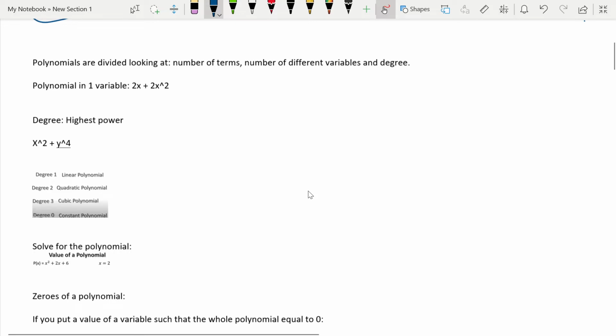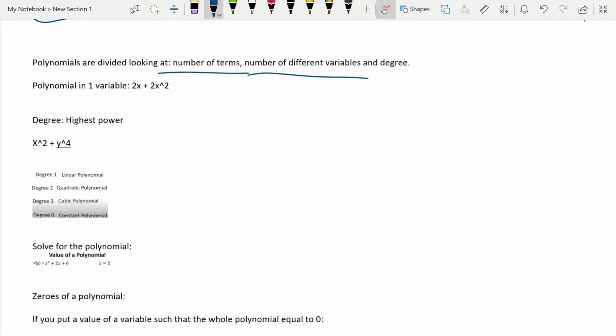Polynomials are divided by looking at the number of terms, the number of different variables, and the degree. Now, number of terms: if we have got one term, we call it a monomial. If we've got two terms, we've got a binomial. If we've got three terms, we've got a trinomial. And if we have got 4 or more terms, or any number more than one, it's a polynomial. So that's our number of terms.